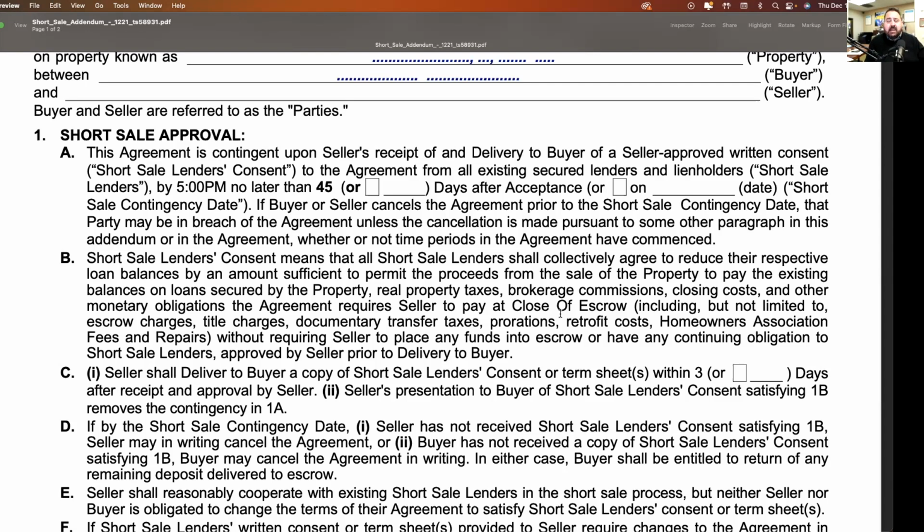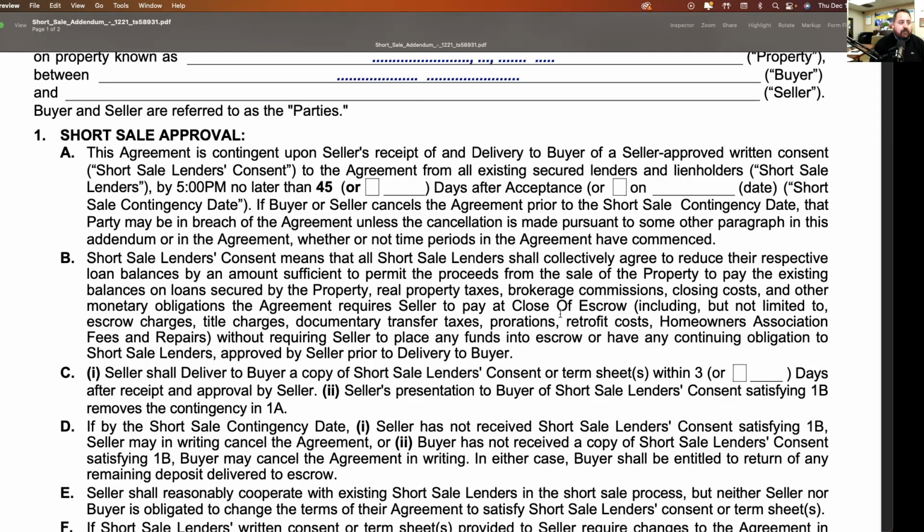Now, if I don't get that by day 45, there are two things that could happen. The seller could say, it's day 45, I haven't gotten the approval, we're going to cancel using the short sale approval contingency, and the deal's canceled. Or the buyer could say, I'm going to send a notice to perform to the seller, you didn't get it, we're going to cancel because you didn't get the approval. That's it. If buyer or seller cancels the agreement prior to the short sale contingency date, that party may be in breach of the agreement unless the cancellation is made pursuant to some other paragraph in this addendum or in the agreement, whether or not time periods in this agreement have commenced.